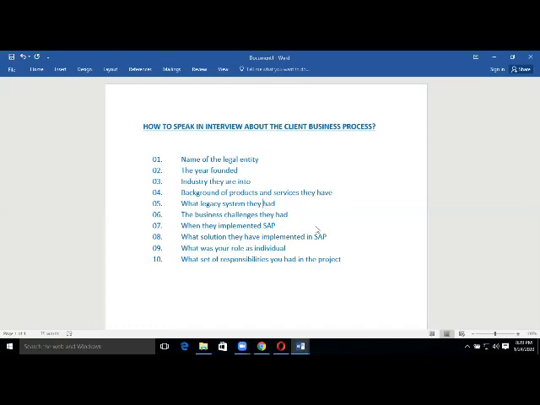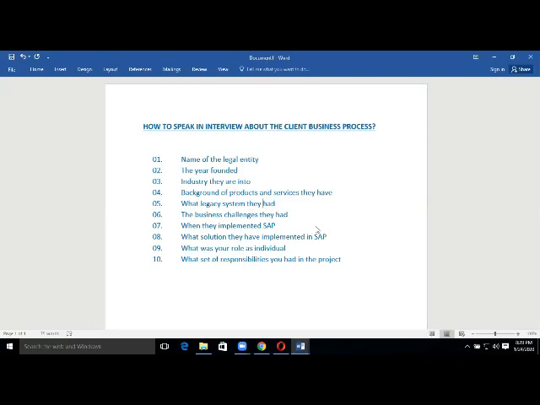They founded this organization in 1960. They are into the retail industry. They have so and so products and services. Before implementing SAP, they were using XYZ legacy system, or whatever standalone system they had. So you have to talk about that.